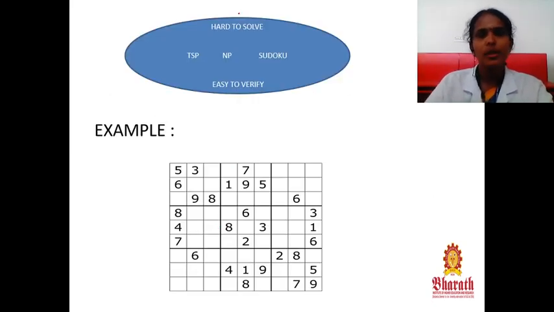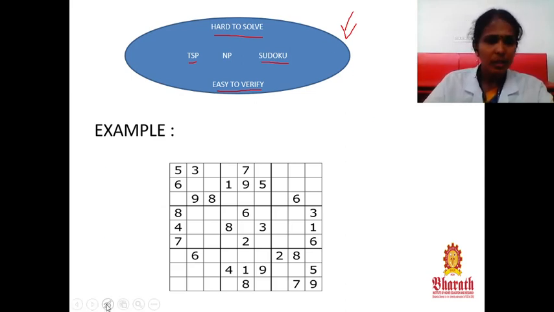Okay. So what is NP class? This is the schematic representation of NP class. It is hard to solve and easy to verify. What are the examples for NP? The traveling salesman problem and the Sudoku problem. Both are hard to solve, but very easy to verify.